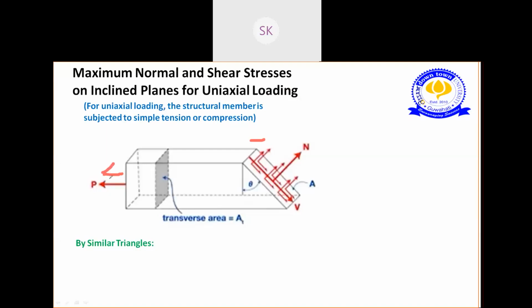So this is our structural member. We are applying a uni-axial load P, which is in tension, and we are finding the normal stress on this plane area. This is the inclined plane. We want to find the maximum normal and shear stress on this inclined plane for uni-axial loading.